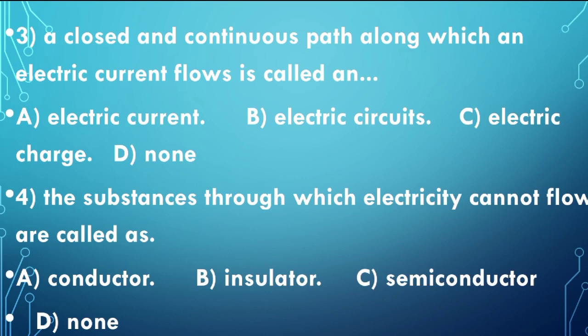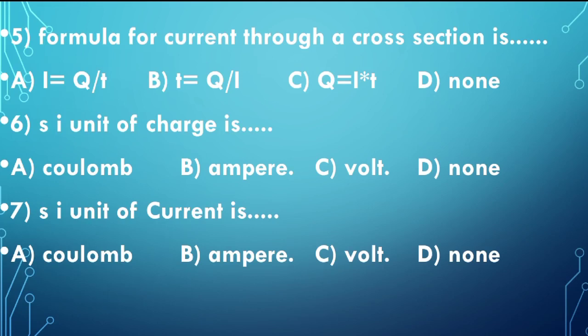Here I will say that a conductor is nothing but a substance through which electricity will flow. An insulator is a substance through which electricity will not flow. And the next one is semiconductor, which I had not mentioned in this MCQ, but I will explain it. A semiconductor is a material that lies between a conductor and an insulator. That type of substances are called semiconductors. Okay, moving on to the next question.